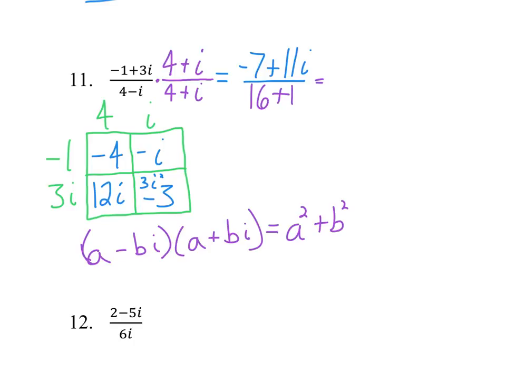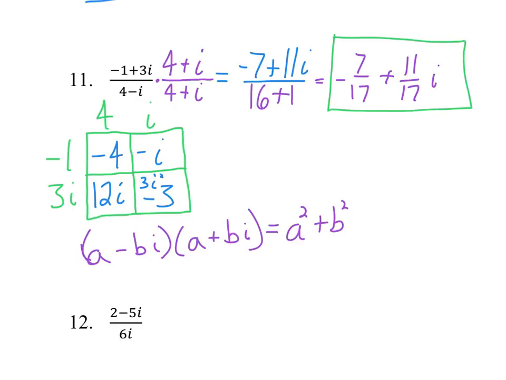So that's really 17. Now I'm going to go ahead and do 2 things at once here. I'm going to split this up. So negative 7 over 17 plus 11 over 17 i. Again, very much in that form a plus bi. So a being the negative 7/17 and b being the 11/17 for that one. And of course then the i at the end.